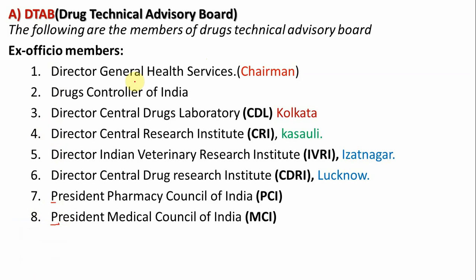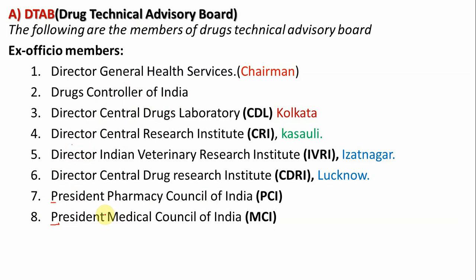6D, in that first D is Director General Health Services, who is the chairman of that committee, that is DTAB. Then Drug Controller of India, then Director of CDL, which is situated in Kolkata, then Director of Central Research Institute, Kasoli, then Director Indian Veterinary Research Institute, Izatnagar, then Director of Central Drug Research Institute, CDRI, Lucknow, then President of PCI and President of MCI.